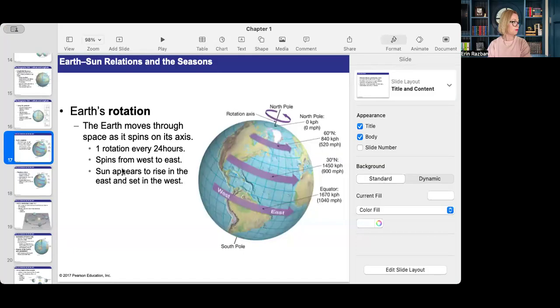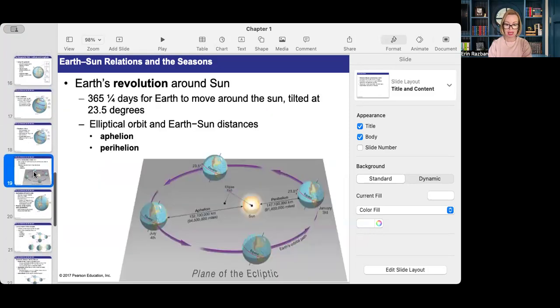Sharing my screen with you. Okay. Let's talk about Earth's basic movements. So, starting with two fundamental movements that drive our seasonal changes. First, Earth rotates on its axis every 24 hours, giving us day and night. Second, Earth revolves around the sun in an elliptical orbit, taking approximately 365.25 days to complete this cycle.